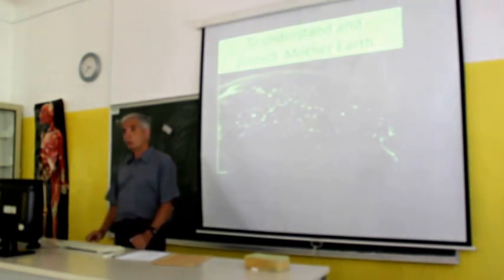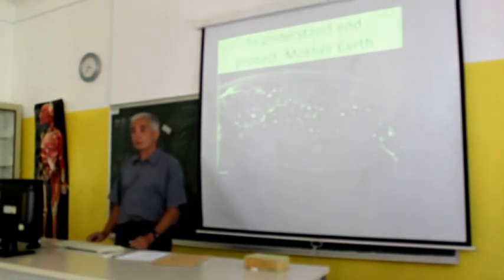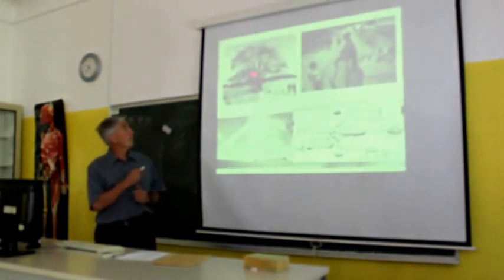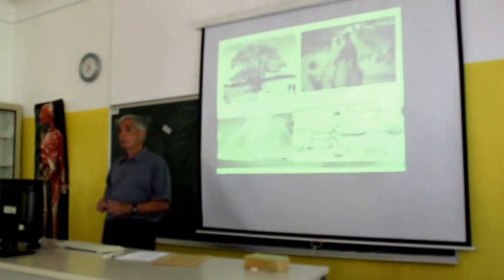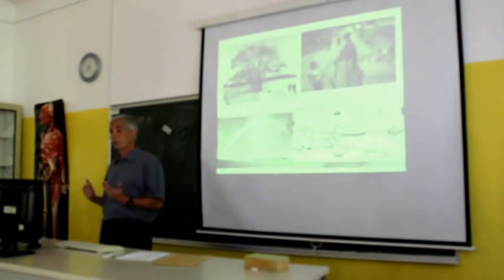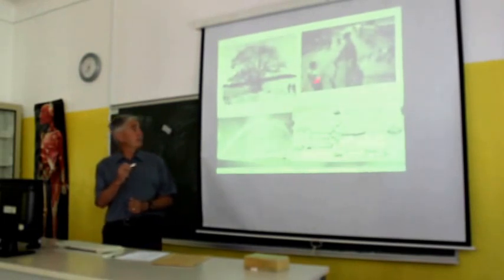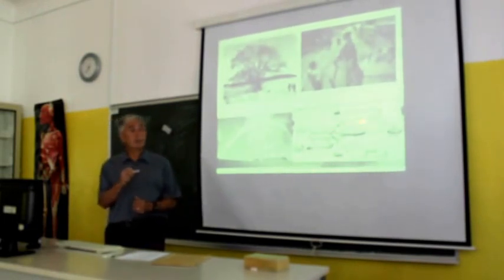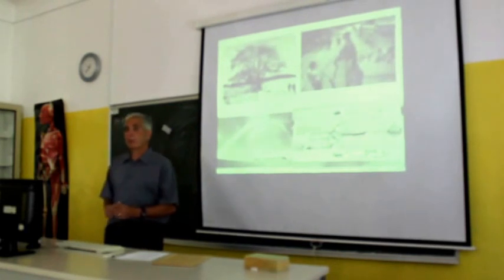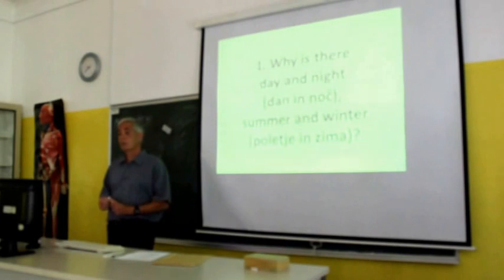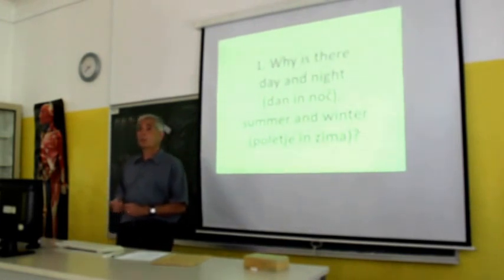So today, we're going to ask 4 questions about the Earth. The first will be, why is there day and night? Why are there seasons like winter and summer? And then, what is a rainbow? What is an earthquake? And who were our ancestors? So the first question is, why is there day and night, summer and winter?